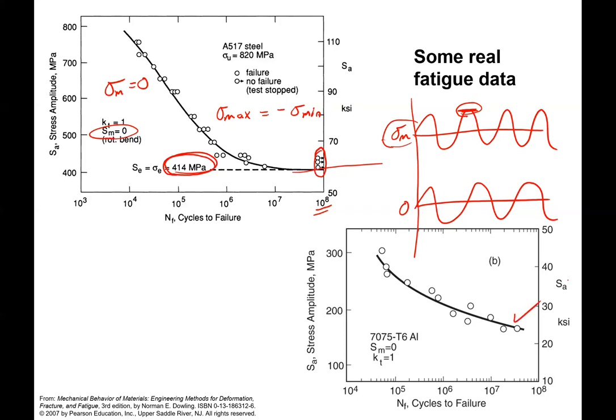All right, and then here's your aluminum sample, 7075. And you can see that this doesn't appear to have a fatigue limit.